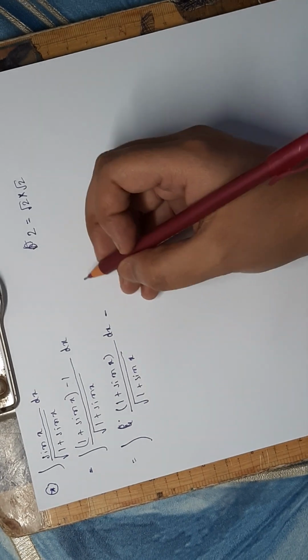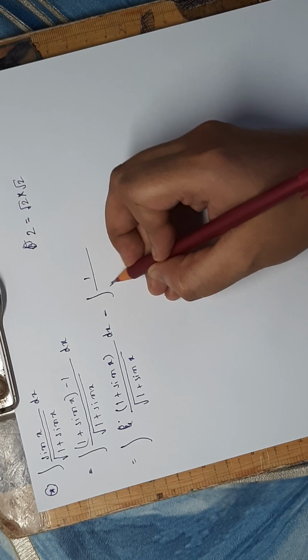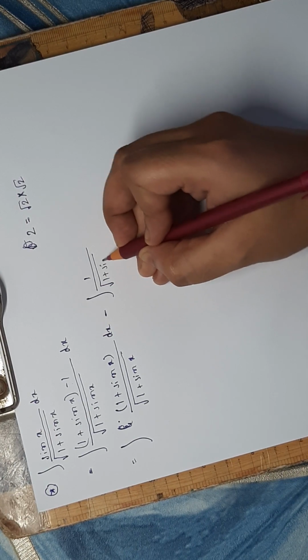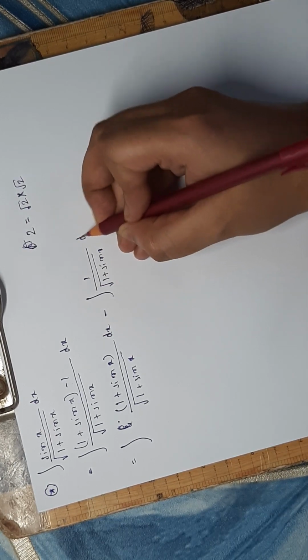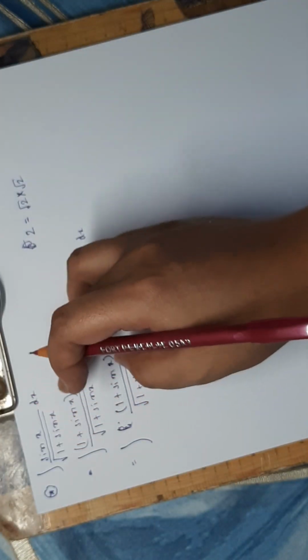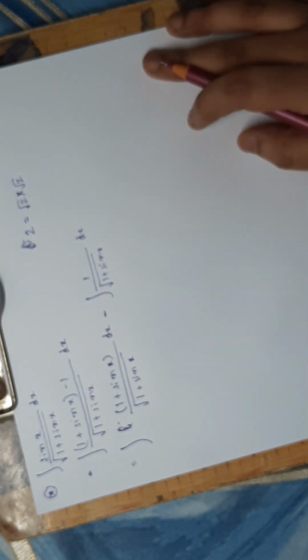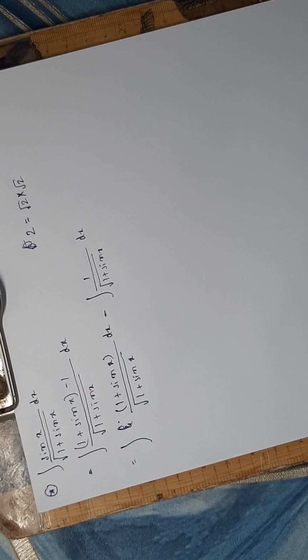Okay, so now I can write this as 1 divided by root over of 1 plus sin x into dx. I hope you understood what I did. I just separated it, okay? 1 plus sin x divided by this root over part, minus 1 by root over part. All right.